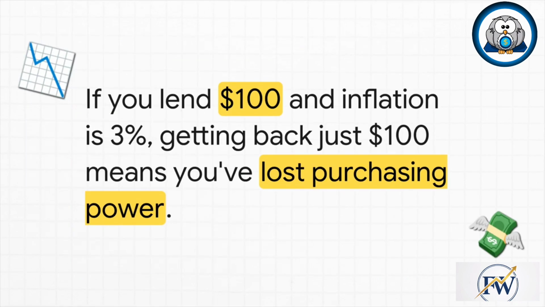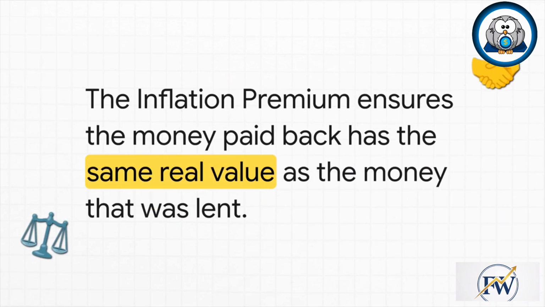I mean, think about it this way. Let's say you lend someone $100, and over the year, inflation is running at 3%. If you get back just that $100, you've actually lost money. Your $100 now buys you less coffee, less gas, less of everything. Your purchasing power has gone down. So the inflation premium is basically the lender's way of hitting a reset button. They charge that little bit extra just to make sure the money they get back has the same real value, the same buying power as the money they lent out in the first place.